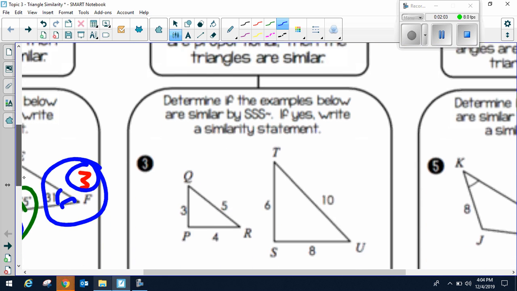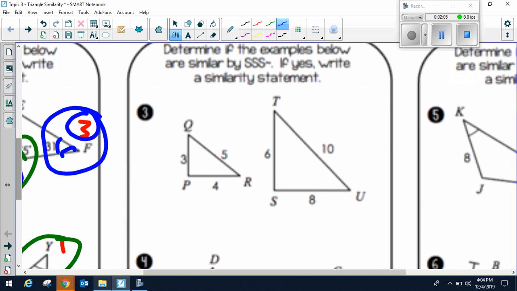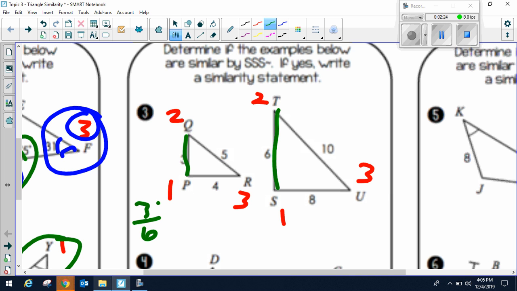So let's go ahead and do that. So again, let's number it. P is 1, Q is 2, R is 3. So PQR. So that means that S is 1, T is 2, U is 3. Alphabetical order. Always goes in alphabetical order. Okay, and let's compare sides. So if I look at these two sides, the ratio for that would be 3 over 6. Well, if I reduce that, I get 1/2. That's good. Okay. Then we have to compare the other sides as well.